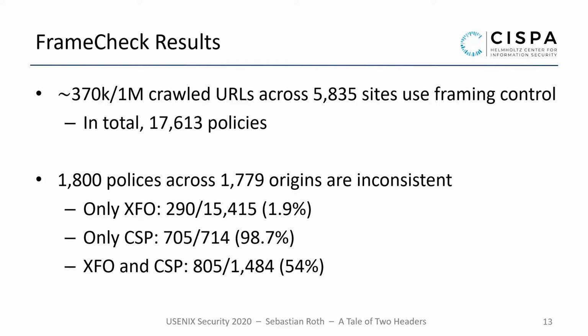Finally, there were also pages with both XFO and CSP. Here more than half of them delivered inconsistent protection. Overall, the 805 inconsistencies amount to 45% of all observed inconsistencies, which confirms the intuition that having two different mechanisms for the same purpose is potentially dangerous.